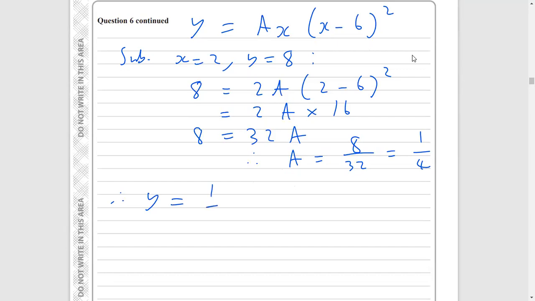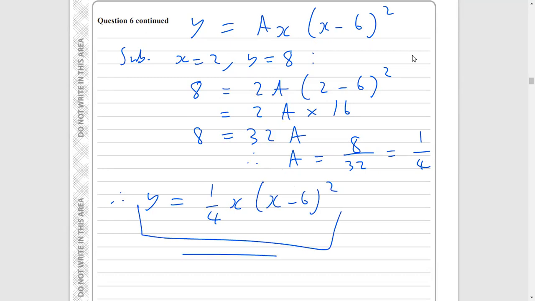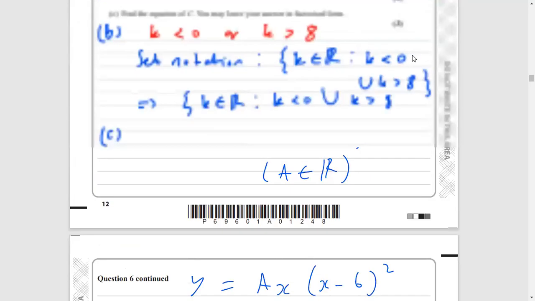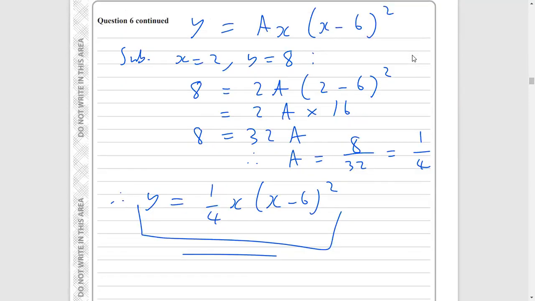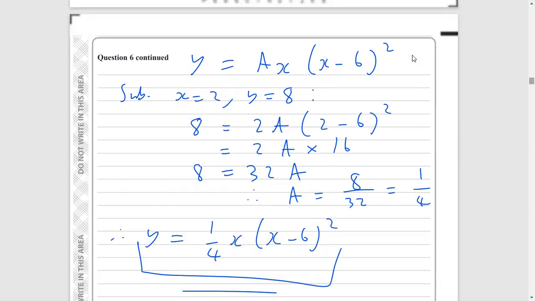So a must be a quarter, and therefore our graph is y equals a quarter x times (x minus 6) all squared, and that's the equation of the curve. It does say in the question that you may leave your answer in factorized form, so you don't have to expand this. We'll just leave it like that, and that's the end of that question.